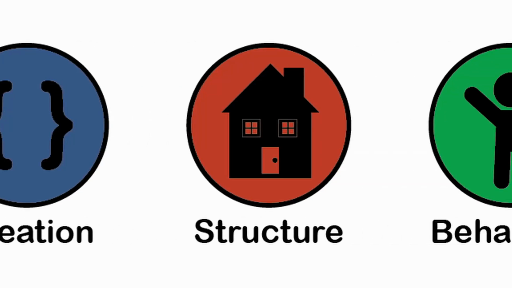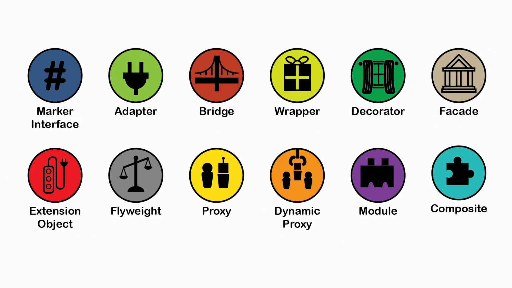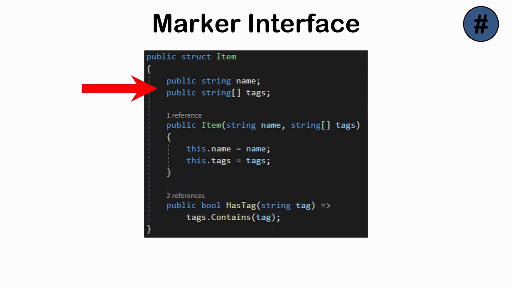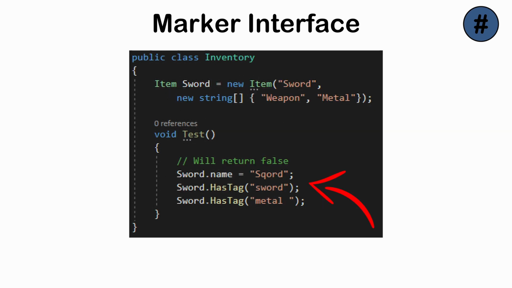Structural patterns. These patterns help in composing and organizing classes or objects. Marker interface. Names and tags are a common way of identifying objects, but strings are often prone to typos, particularly if you have to use them more than once.